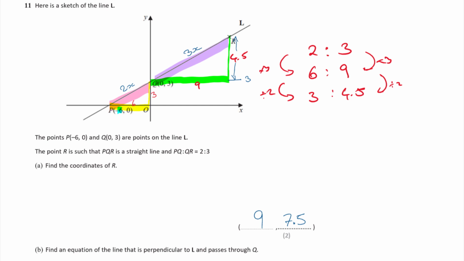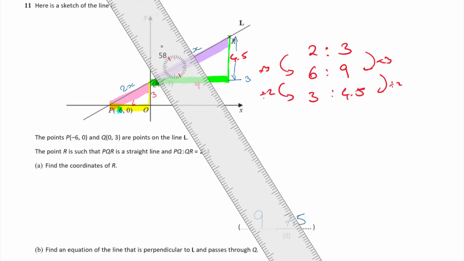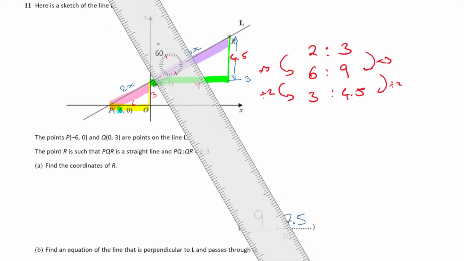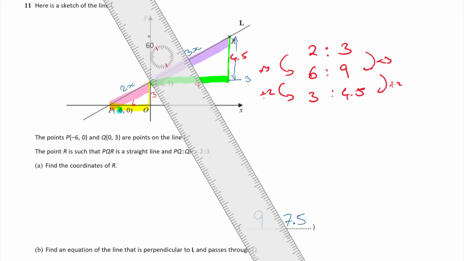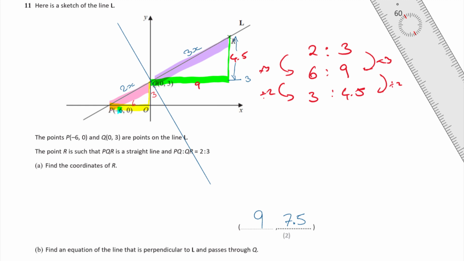Right, then part B says find the equation of the line that is perpendicular to L and passes through Q. So the line that is perpendicular to L passing through Q is going to look something like this. And that's at a right angle, isn't it?